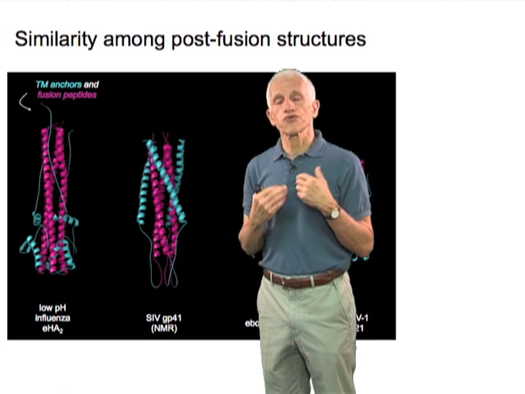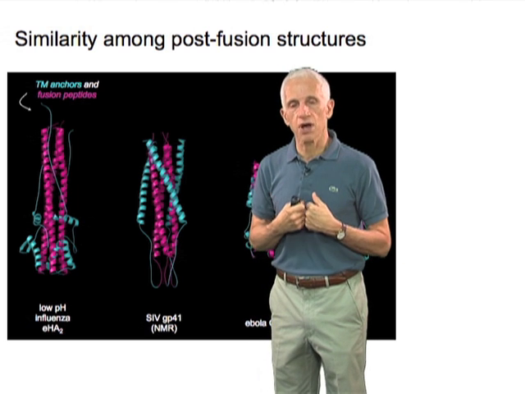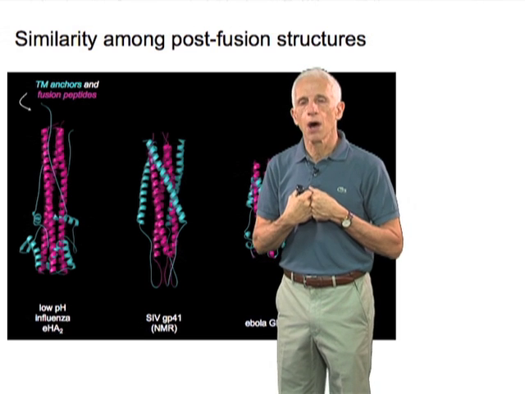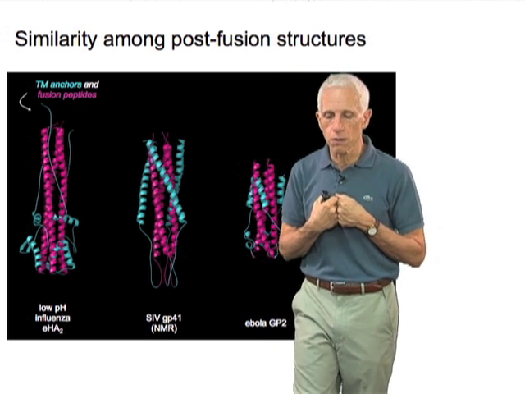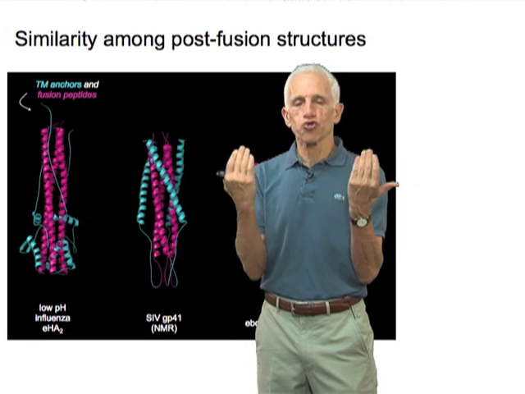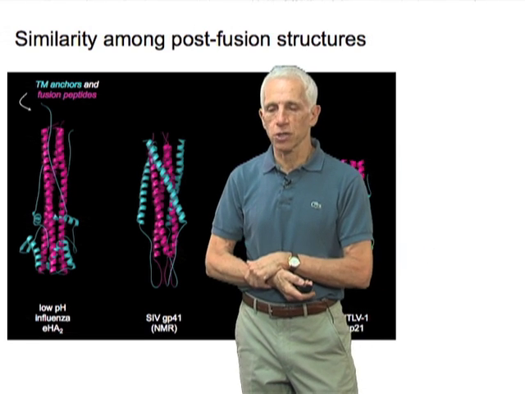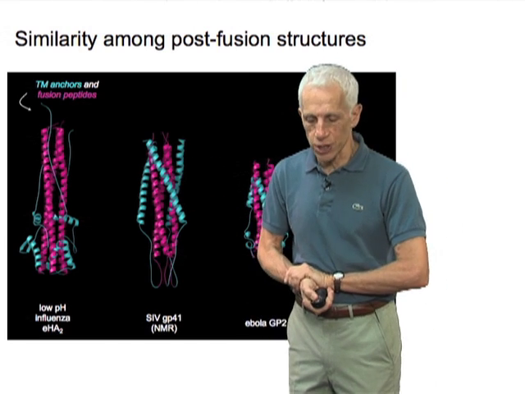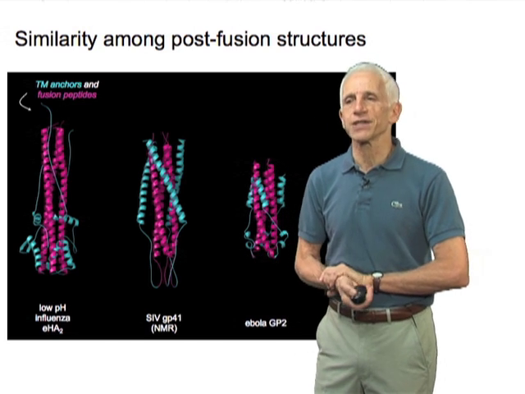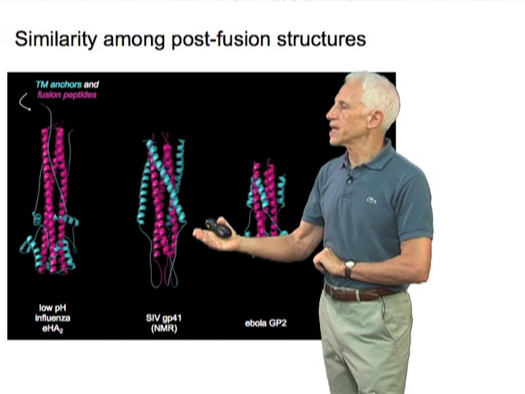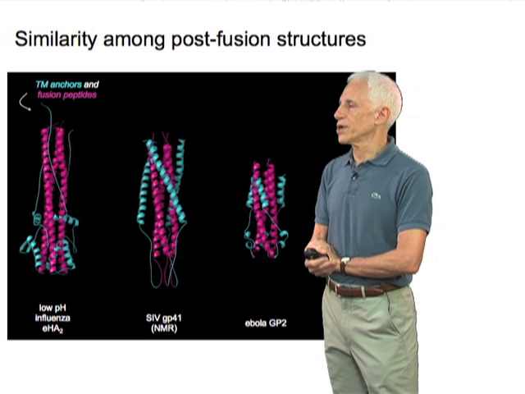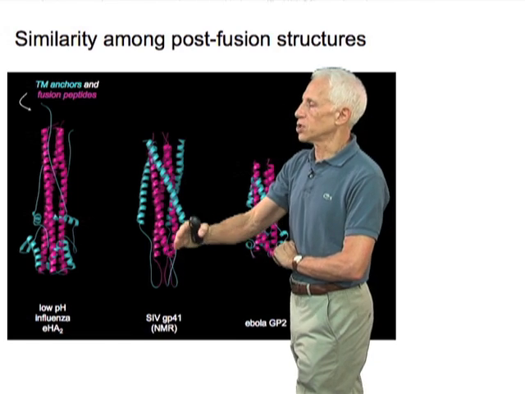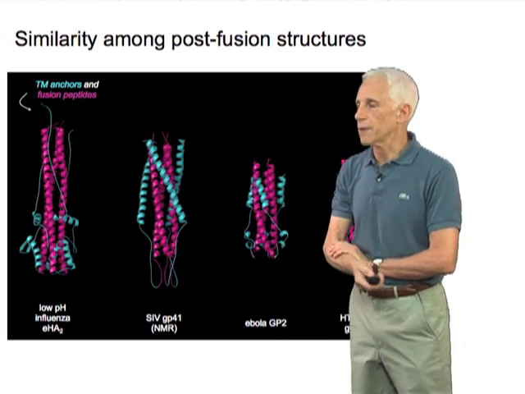I said that the description of the post-fusion conformation of the flu hemagglutinin HA2 corresponds to a trimer of hairpin-like structures. And it turns out that for large numbers of these so-called class 1 viral fusion proteins, that simple analogy is true. Indeed, in the case of HIV and SIV, the hairpin is particularly simple. It's just a helix coming down, a loop turning around, and a helix coming up.